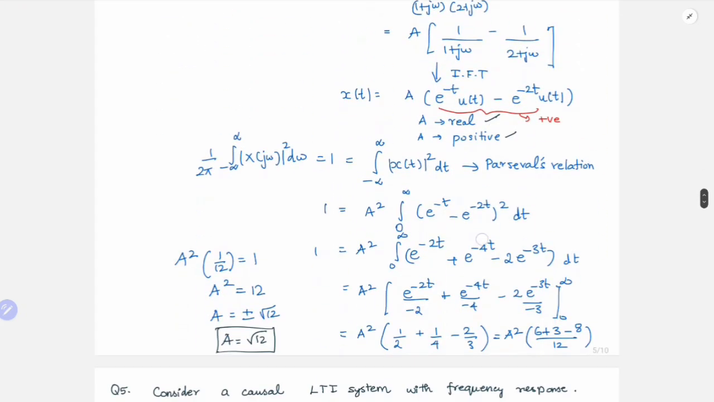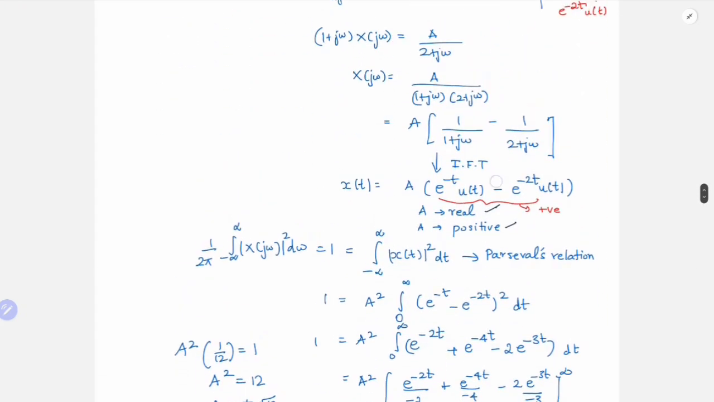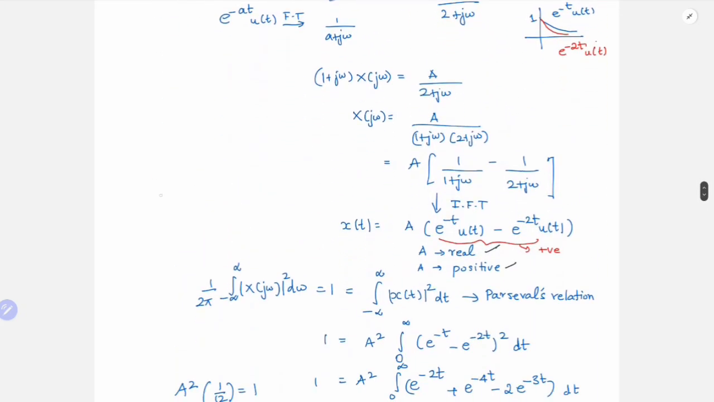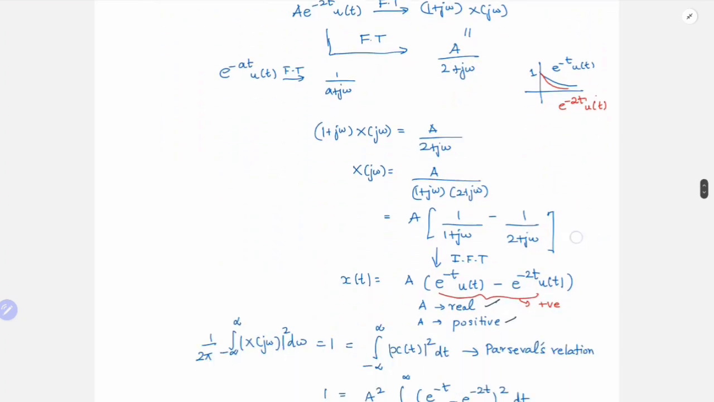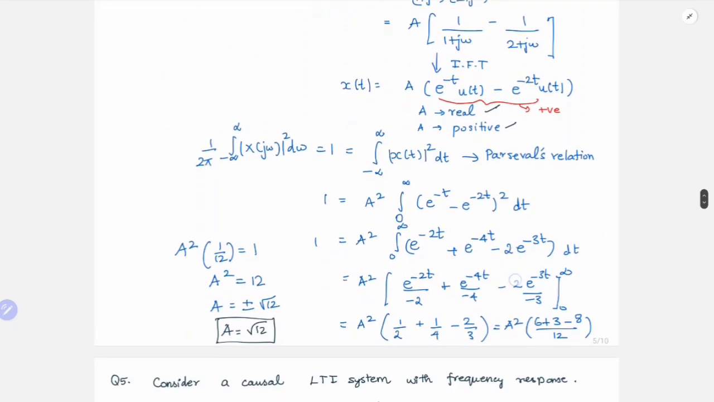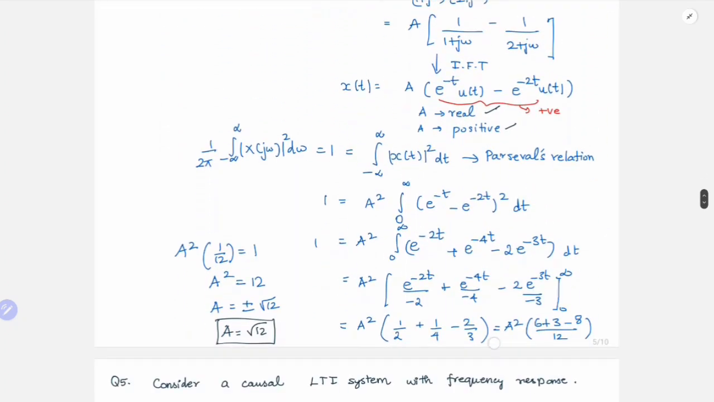So what is our x of t? X of t is given here. So our x of t is root 12 into e power minus t minus e power minus 2t u of t. So this is our x of t. Okay. So now let us move on to the next question.